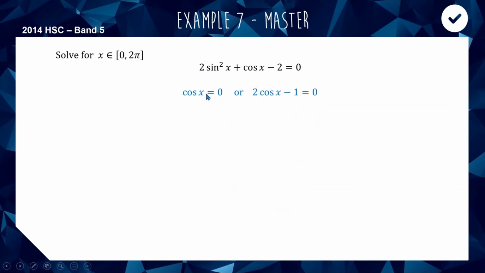Okay, so there are our two equations that we just got from our bracketed terms. Now cos x equal to 0, we're going to solve using our knowledge of the cosine curve, and this right-hand one we're going to solve as an equation. So we're going to add the 1 across and then divide by 2, so we get cos x equal to a half, positive a half, which is important.